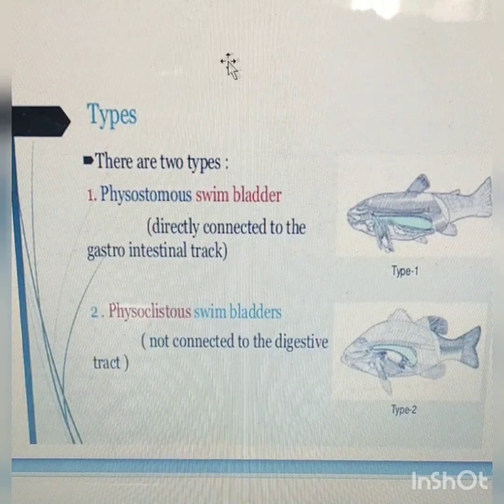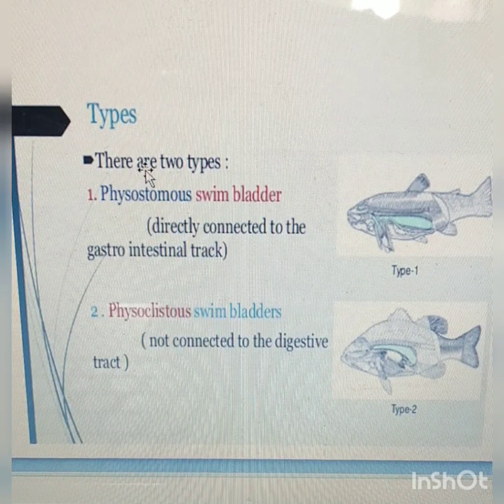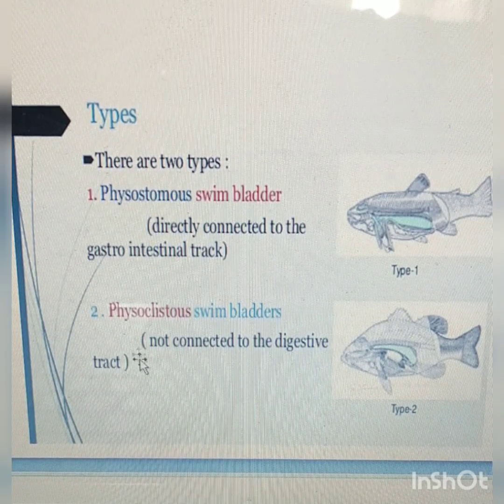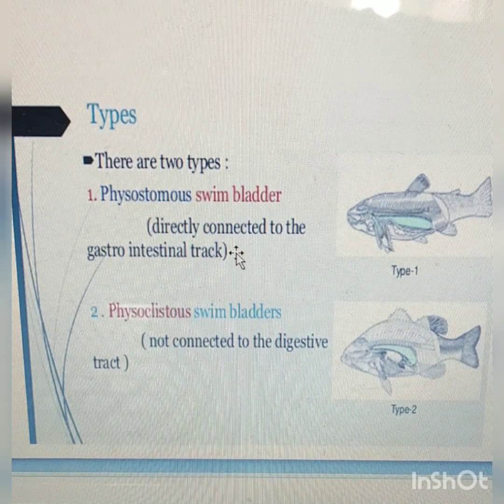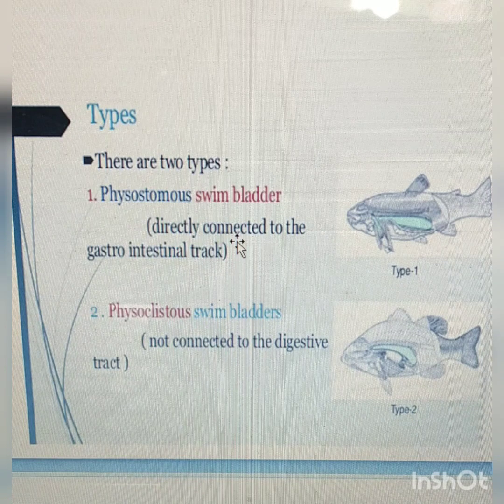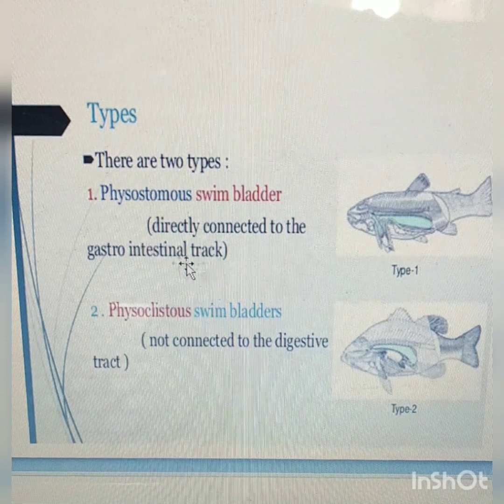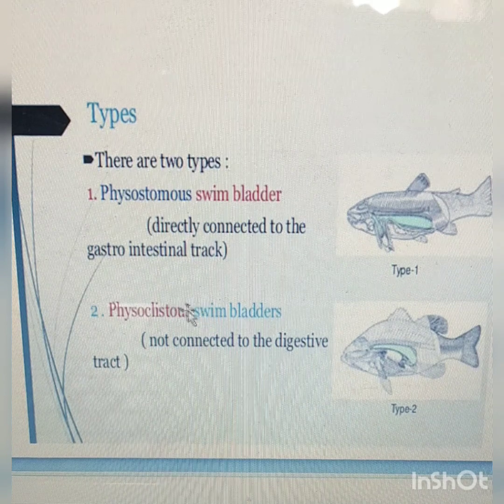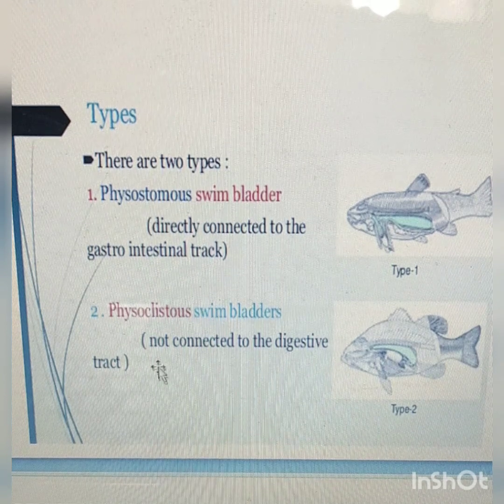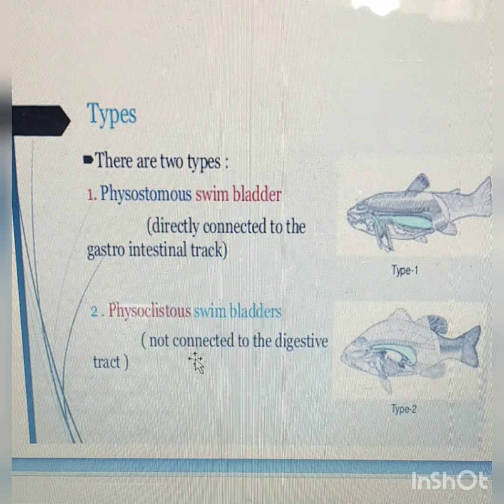As I have said already, there are two types. The first one is physostomous and the second one is physoclistus. In case of physostomous, there is a connection, called ductus pneumaticus, present between the swim bladder and the gastrointestinal tract. And in case of the second one, that is physoclistus swim bladder, there is no connection between the gastrointestinal tract and the swim bladder.